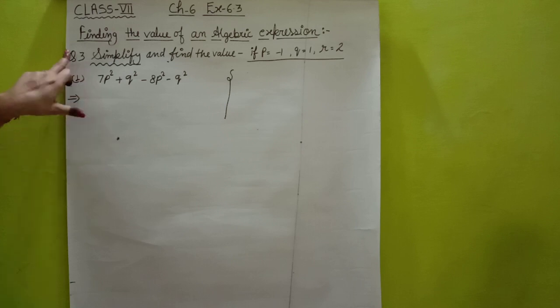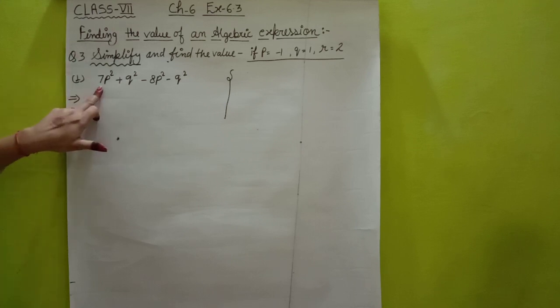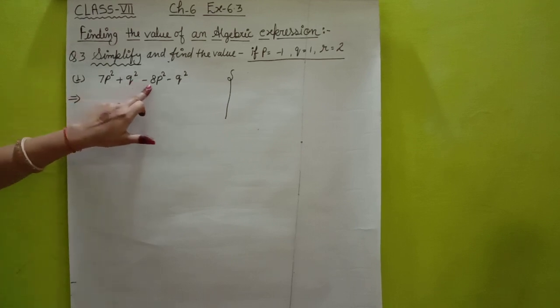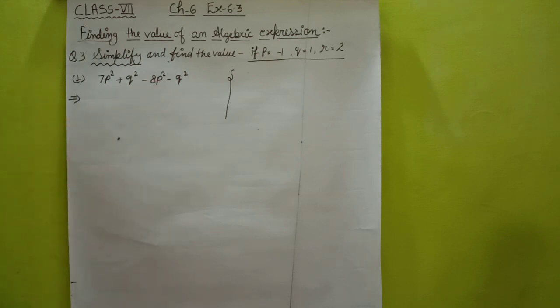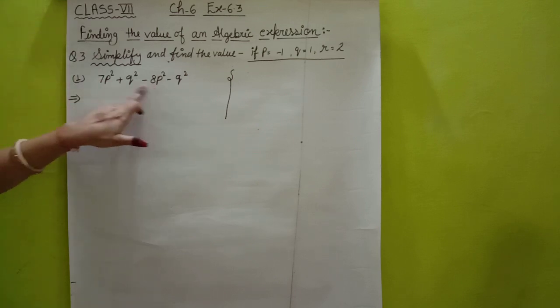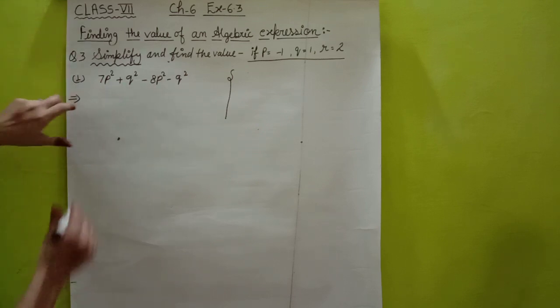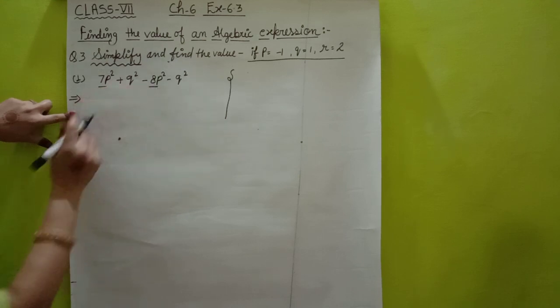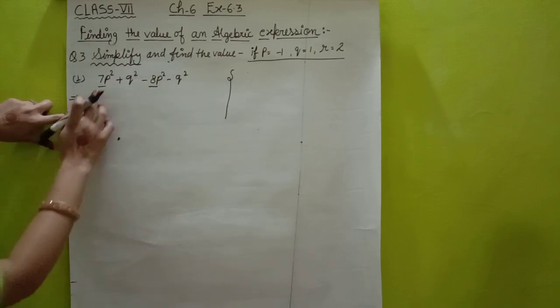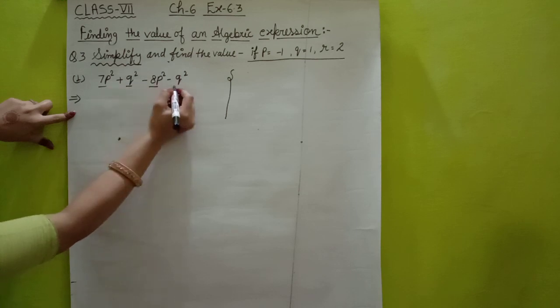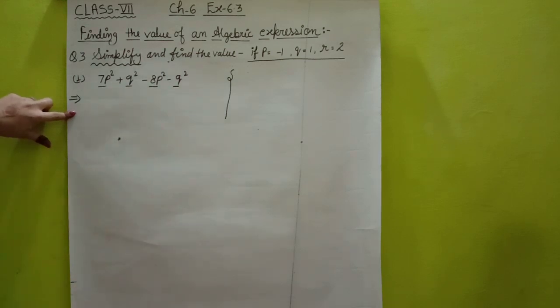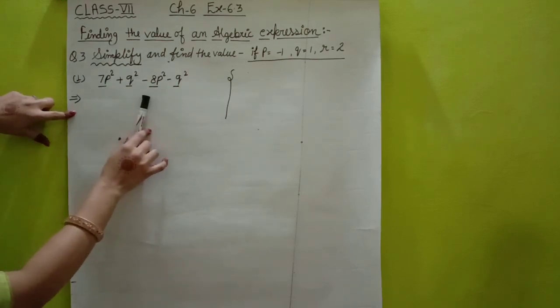For that, question number 3 part 1: 7p square plus q square minus 8p square minus q square. Students, when you compare questions 1 and 2 with question 3, you will find that in those questions the variables were not repeated. But here you can see 7p square and 8p square, two values of p square are given. Q square and q square, two values of q square are given. That's why we will simplify first.